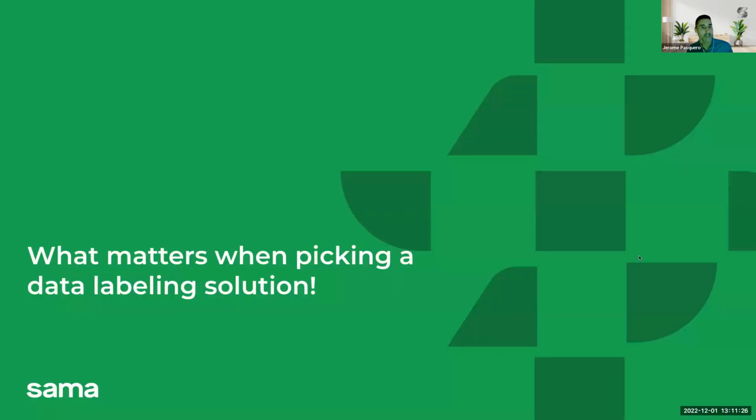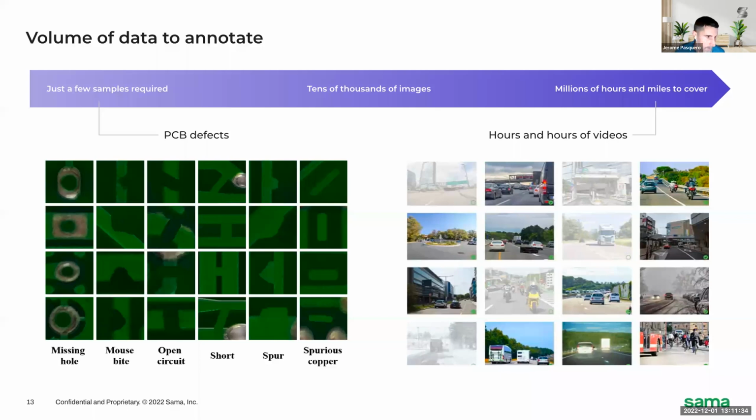So next section. What matters when you're picking a data labeling solution? Like I said, we're going to look at the criteria one by one. Let's start with a really simple one, just to understand the framework that we have over here. And that is the volume of data that you need to annotate.